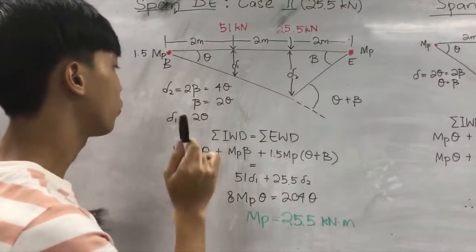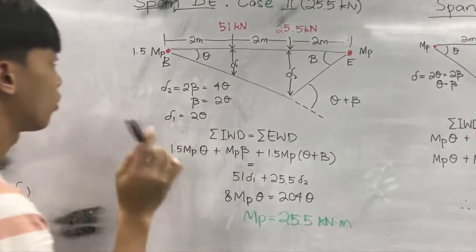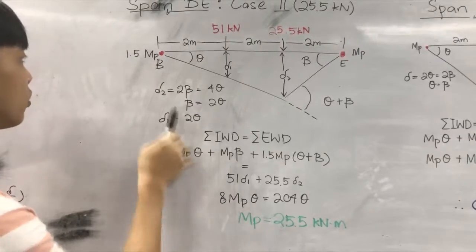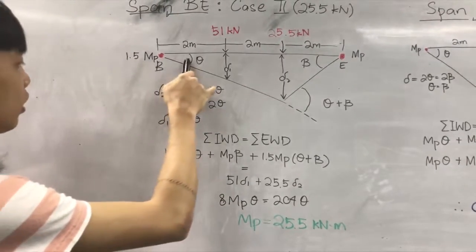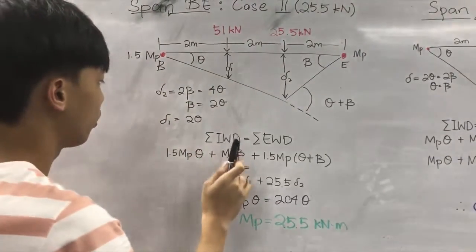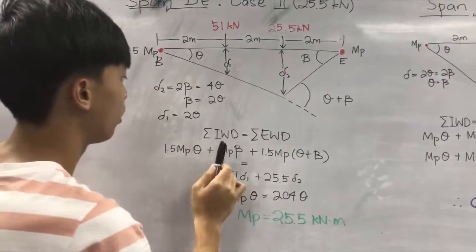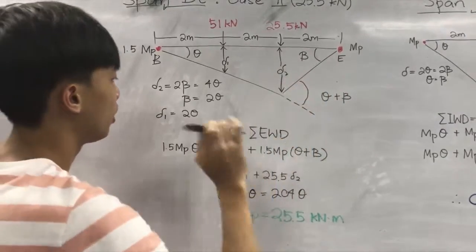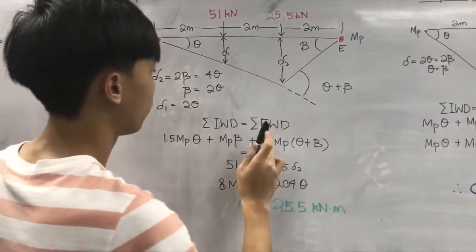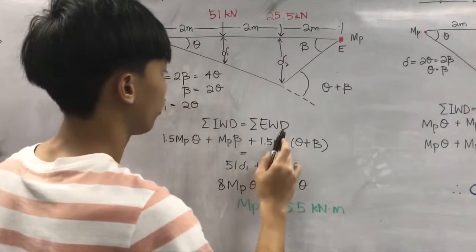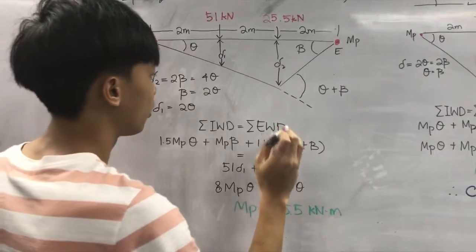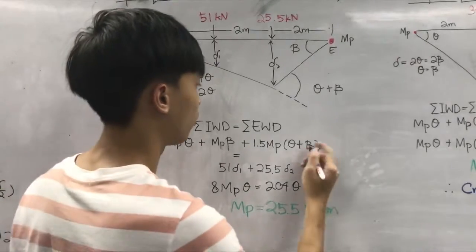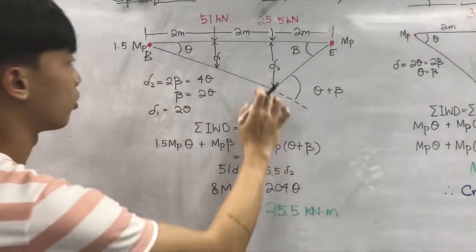So summation of internal work done, it is equal to 1.5 MP theta, which is here, plus 1 MP beta, which is here, and then plus 1.5 MP times theta plus beta. So this point is here.